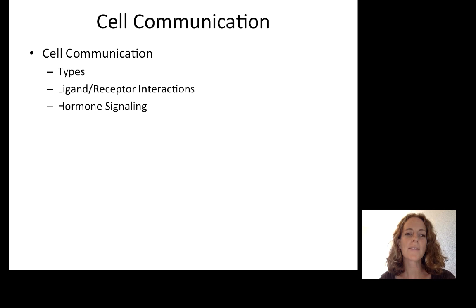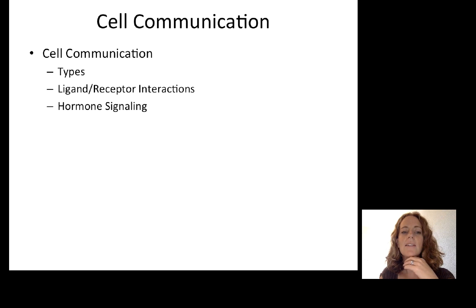So we're going to talk about the different types of cellular communication, how cells join together and interact when they are touching. Then we're going to talk about ligand-receptor type interactions and how, when cells are not actually touching, what types of chemical communication can happen.